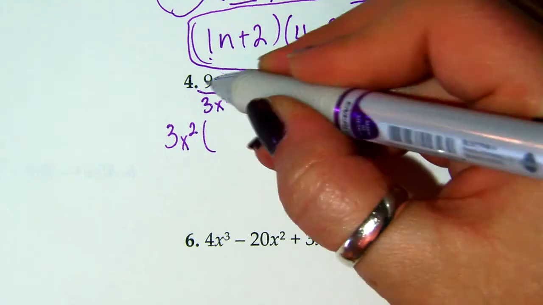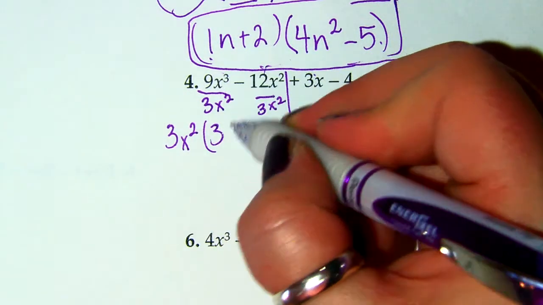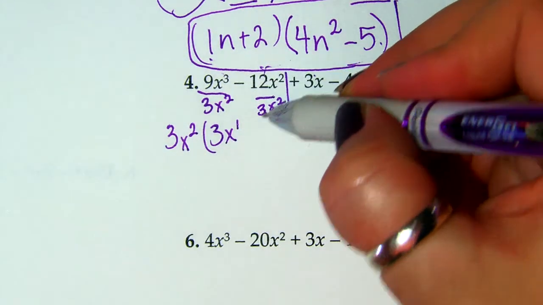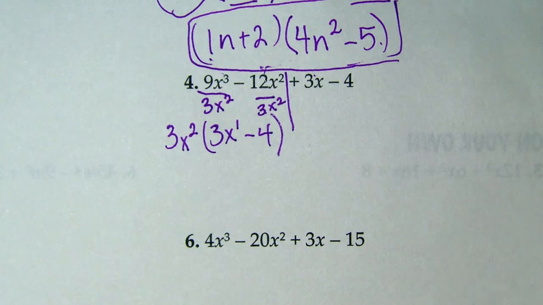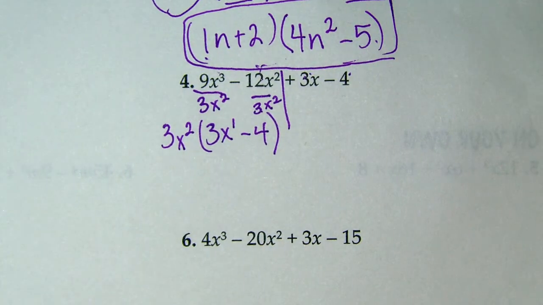So 9 divided by 3 is 3. 3 minus 2 is 1, so that's x to the first. Negative 12 over 3 is negative 4. And then again, those x's cancel out. On the right side, 3 and negative 4. The only number in common is 1.